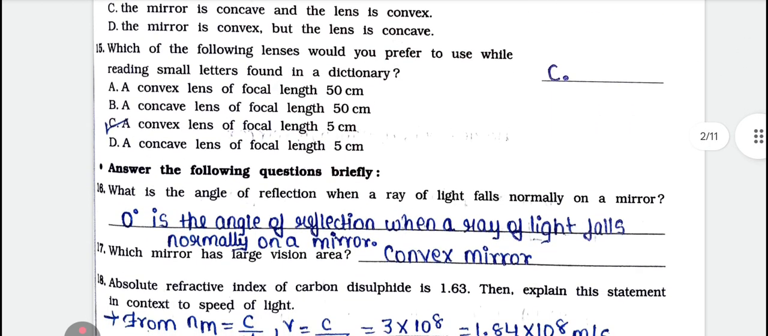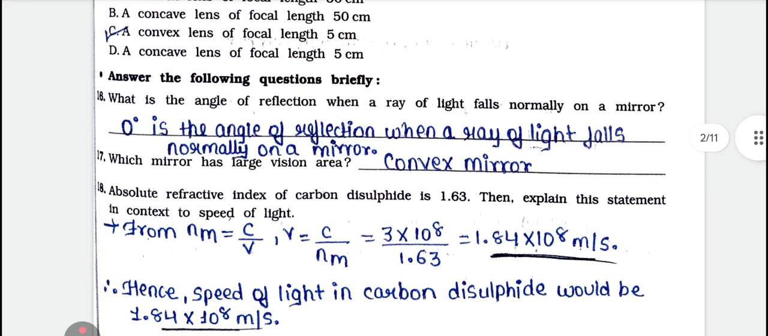Next, which of the following lenses would you prefer to use while reading small letters found in a dictionary? तो उसमें आएगा ऑप्शन सी, a convex lens of focal length 5 centimeter. Next, answer the following questions briefly. So first question, what is the angle of reflection when a ray of light falls normally on a mirror? So 0 degree is the angle of reflection. Next, which mirror has a large vision area? So convex mirror.